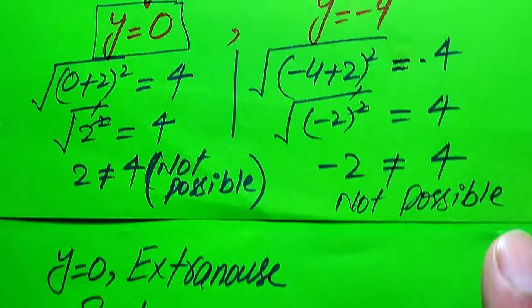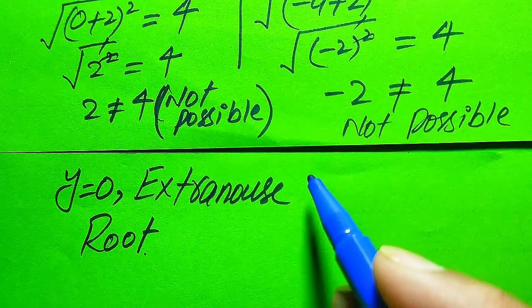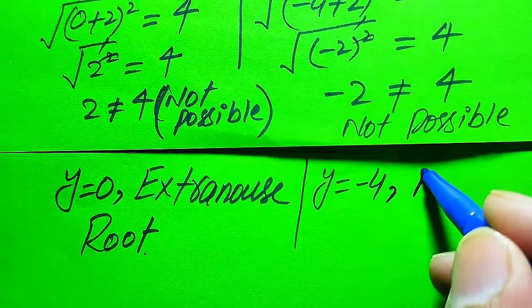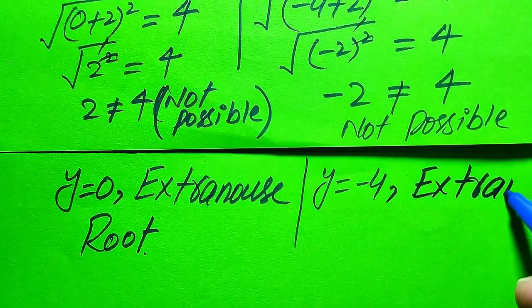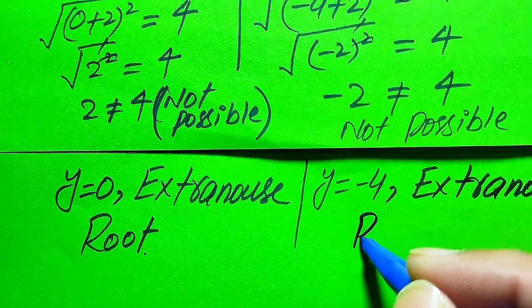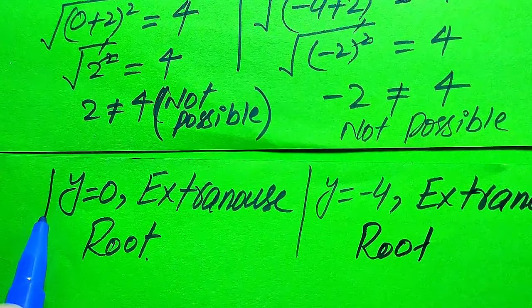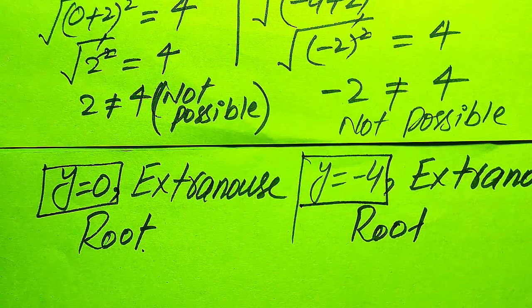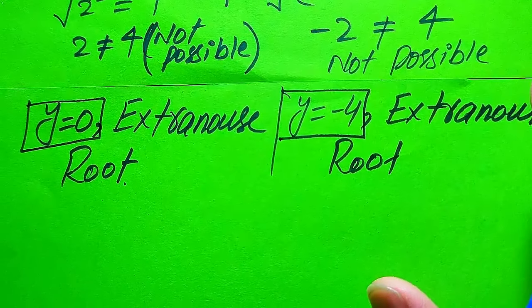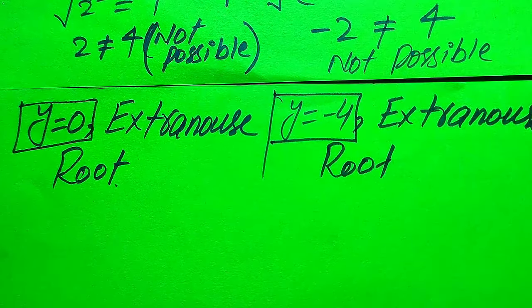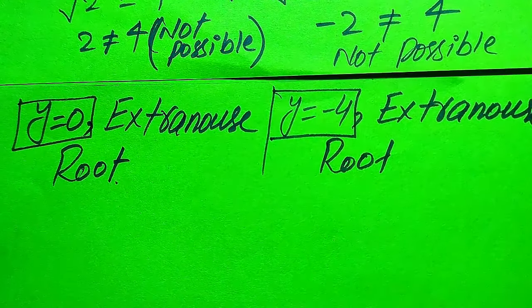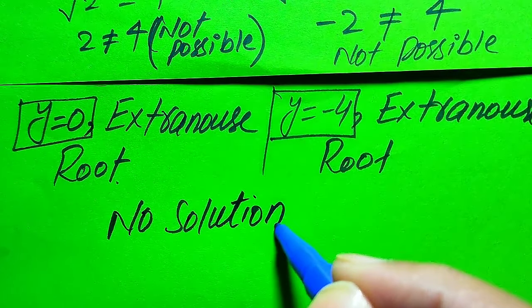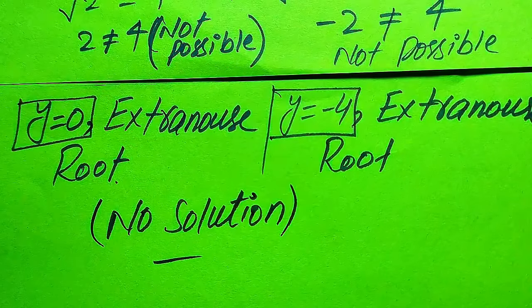And now in the next step we conclude that y equals minus 4 is also an extraneous root of the given equation. So here we have the two roots, y equals 0 and y equals minus 4. Both of these two roots are extraneous roots and we cannot get any value of y which satisfies our given question statement, so we say that this question has no solution in general. So this is our final answer of this problem.